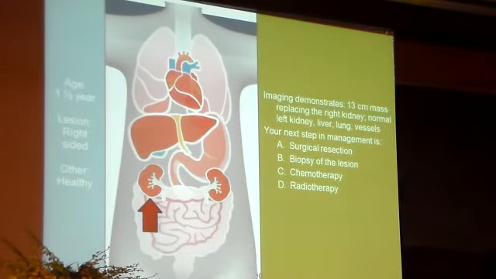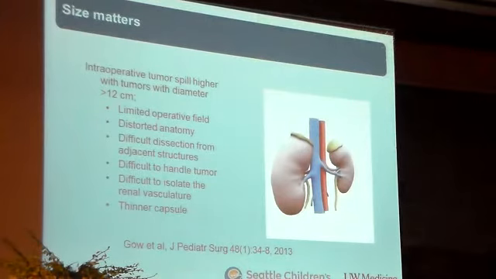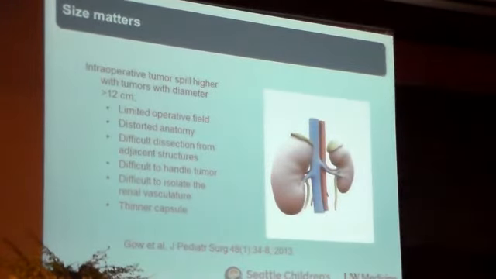What about this kid? This is a 1.5-year-old male who had a 13-centimeter mass that replaces the entire right kidney. The left kidney is normal. So again, same procedures. If you remember the previous slide, this is a 13-centimeter mass. It's greater than 10 centimeters. As I said, tumors that are greater than 10 centimeters are high risk.